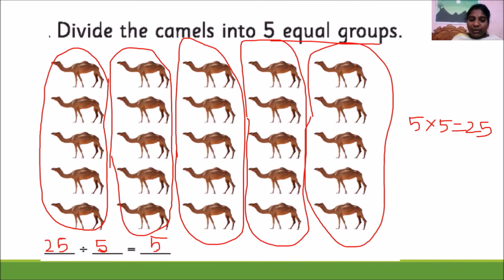What is the meaning of the question? The total number of objects in each group. That means here in each group we have 5 camels. So only I grouped the 5 camels into a single group.